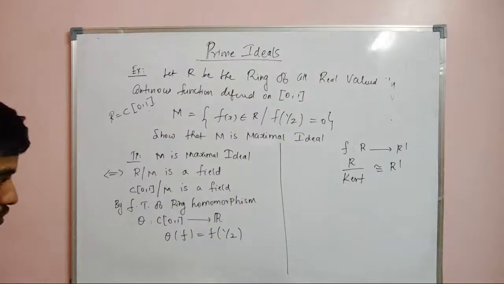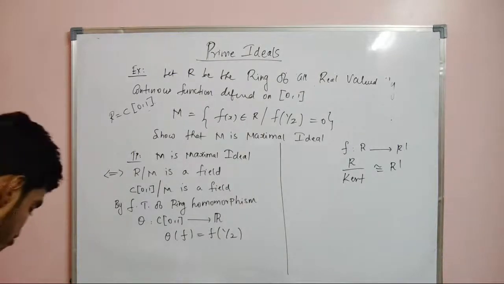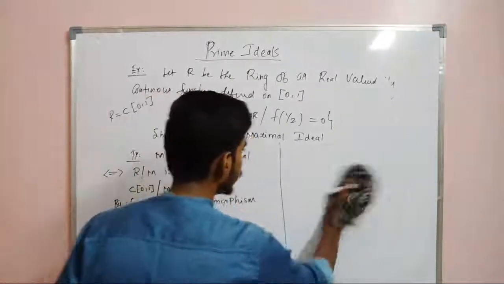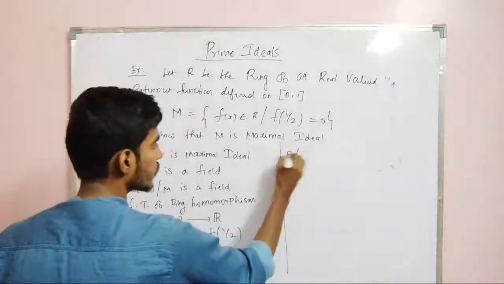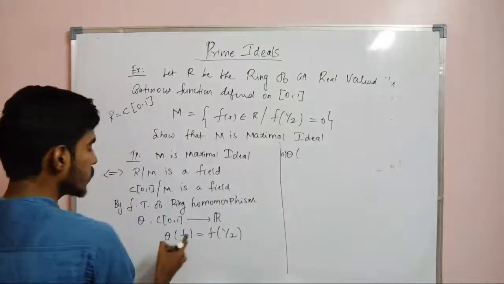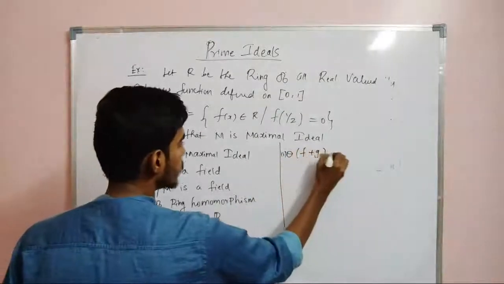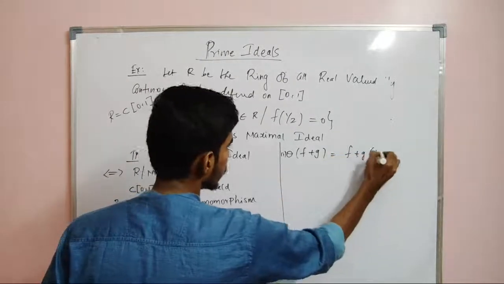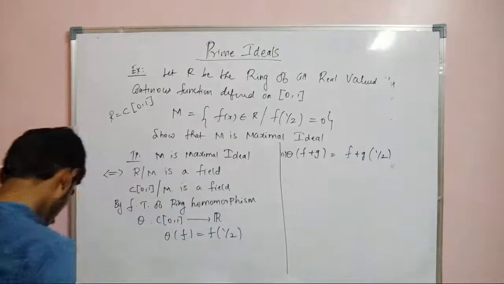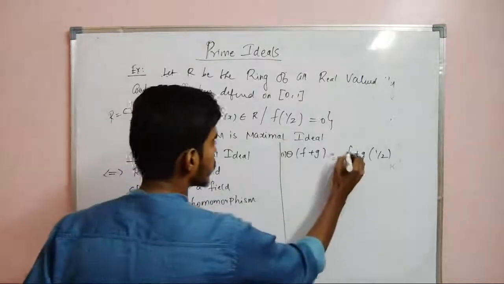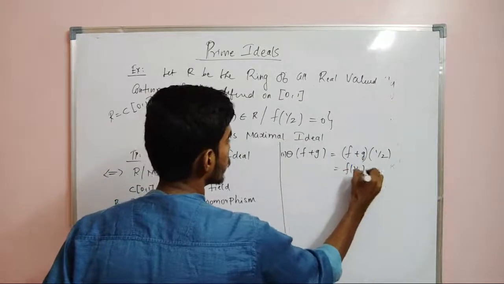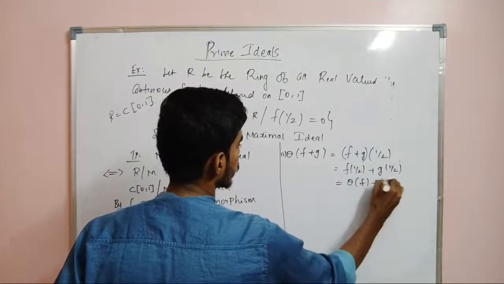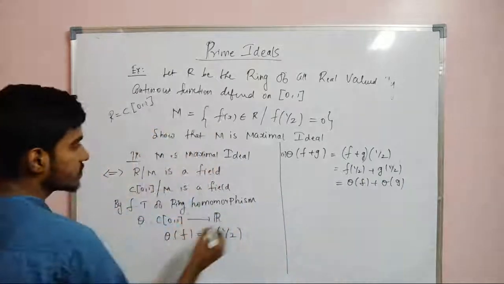Now we will prove that it is a homomorphism. For a ring homomorphism, we need to verify two conditions. The first condition is theta of F plus G. What is theta of F plus G? It is nothing but F plus G of 1 by 2, which is nothing but F of 1 by 2 plus G of 1 by 2, which is nothing but theta of F plus theta of G. So therefore it satisfies the first condition.